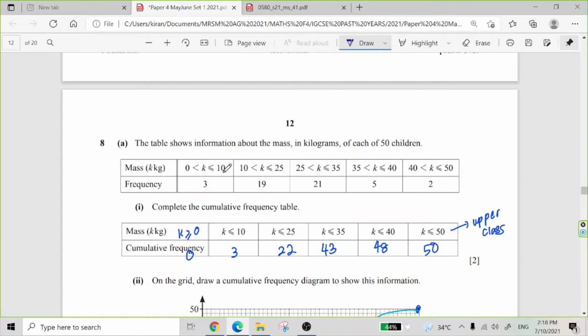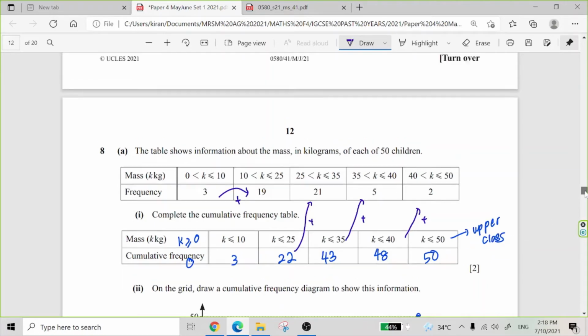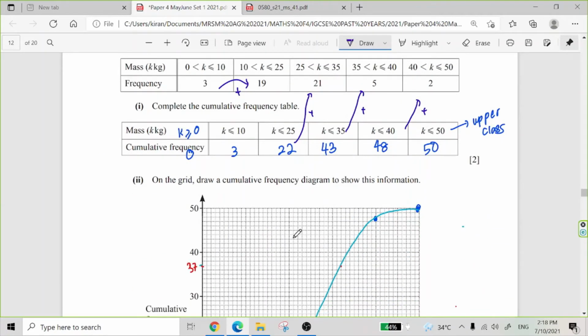As we know, to complete the cumulative frequency table, we start with the first frequency, which is 3, and then we add 19, we get 22, and then 22 we add 21, we get 43, and 43 we add 5, we get 48, and the last one, 48 we plus 2, and then we get 50. Make sure that the final value of the cumulative frequency is actually the total number of children. Okay, and then on the grid, draw a cumulative frequency diagram to show this information.